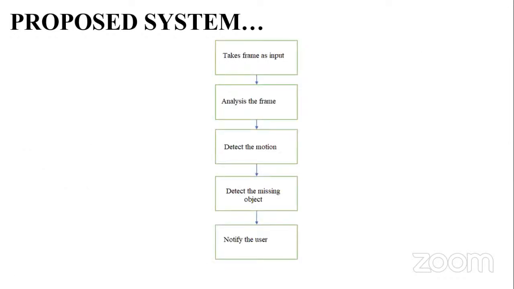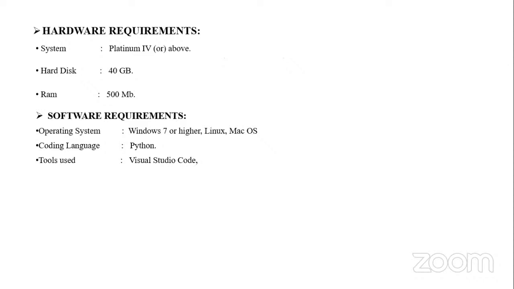Coming to the proposed system, it will first take the frame as input, analyze the frame and detect the motion, and it will also detect the missing object and notify the user. Coming to hardware requirements, we can use a Windows system or Linux system.